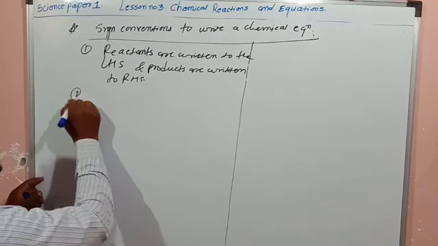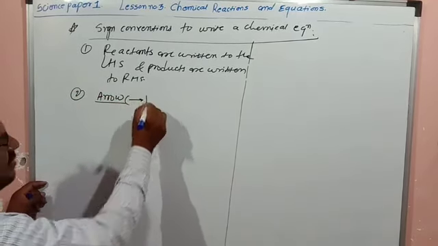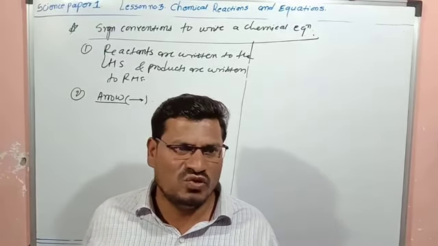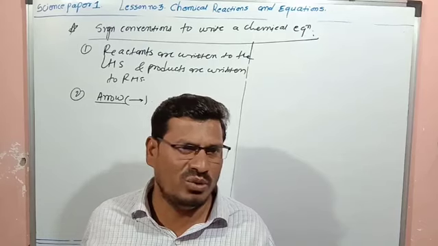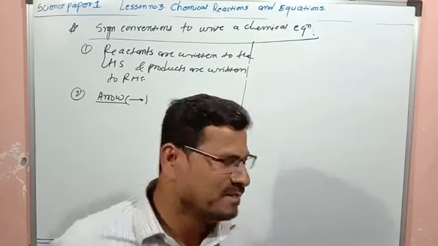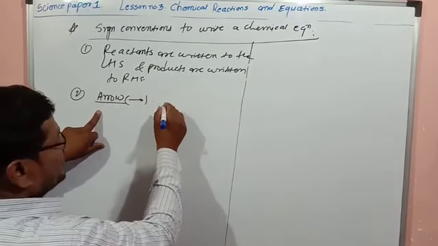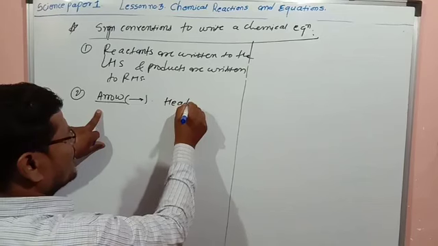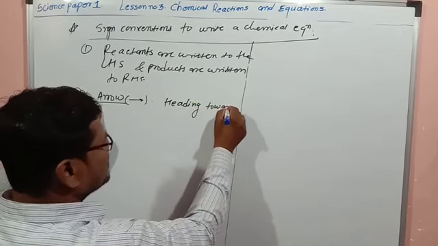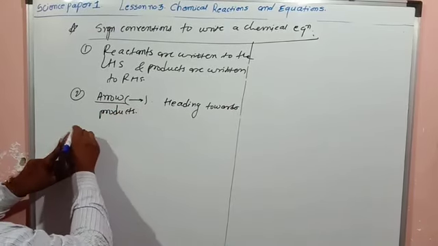Next, the second point is about the arrow. While writing the chemical equation, you have to write one arrow between the reactant and product, and that arrow is heading towards the product. So one arrow you have to place between reactant and product, and this arrow is pointing towards the products.